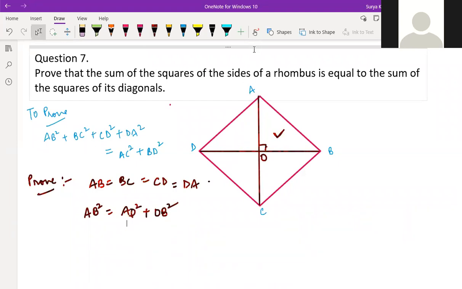Can't we do it like this: all sides are equal and we take each side as a, so there will be a square plus a square plus a square plus a square, that is 4 times, so 4a square. Then we can take the diagonals as root 2a, and the square will be 2a square, and there are two diagonals, so that will be 4a square. And 4a square is equal to 4a square. The sum of all sides will be 4a square if we take each side as a. Fine. Sum of 4 sides is 4a square.